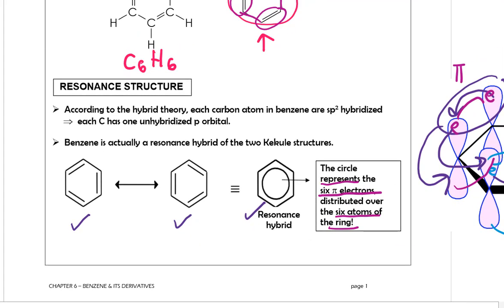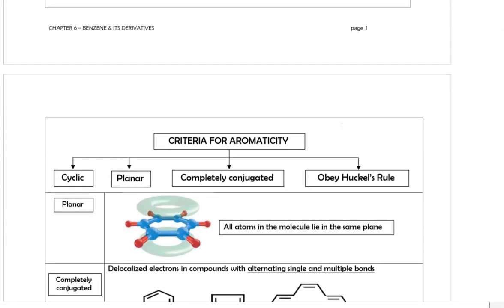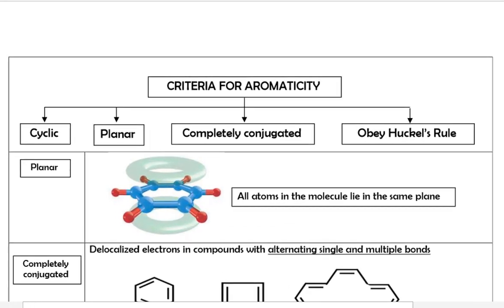Next, why is benzene an example of an aromatic compound? What makes benzene an aromatic compound? Basically, there are 4 criteria for aromaticity, and all 4 criteria must be obeyed. Benzene has these 4 criteria. If even one is missing, it cannot be aromatic. So these are the criteria to be aromatic.